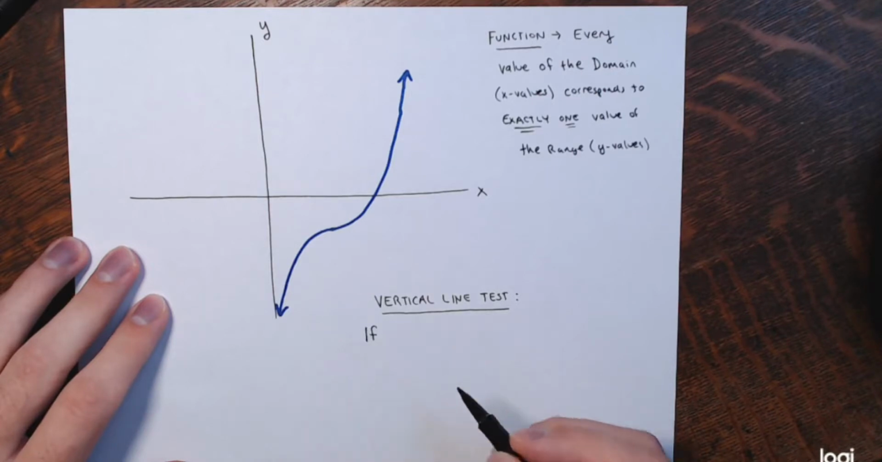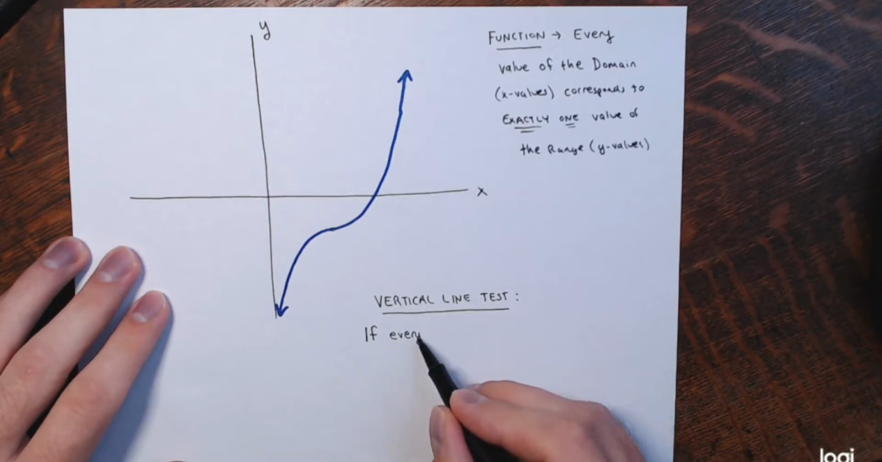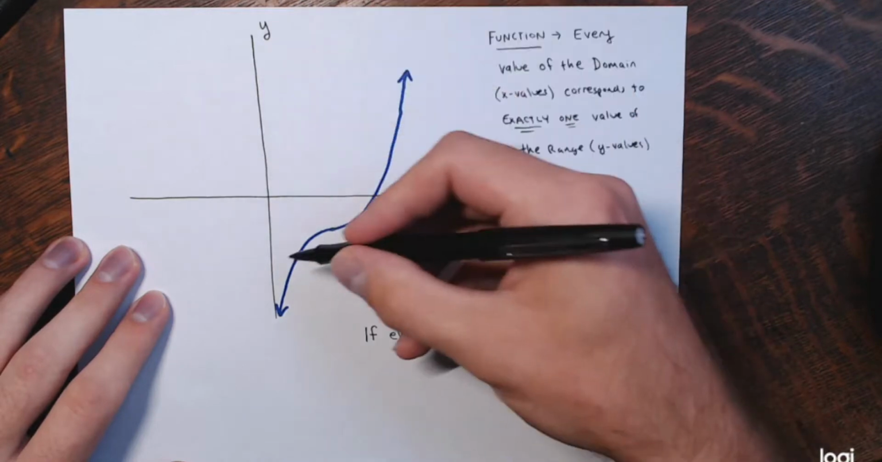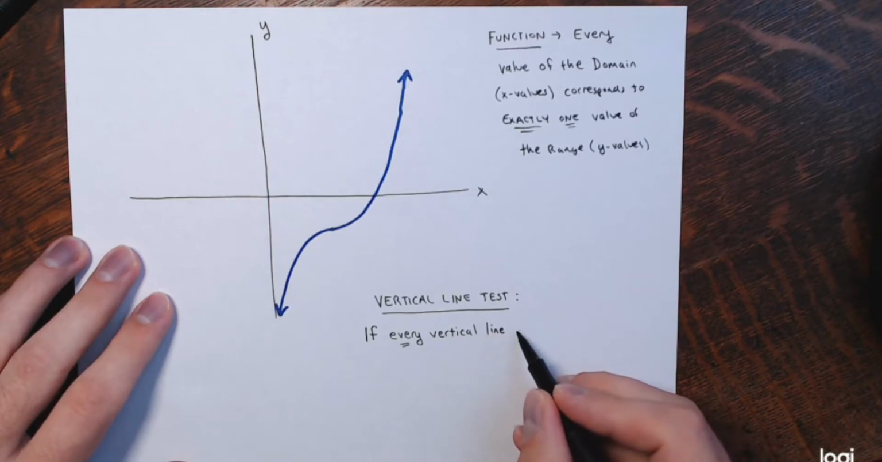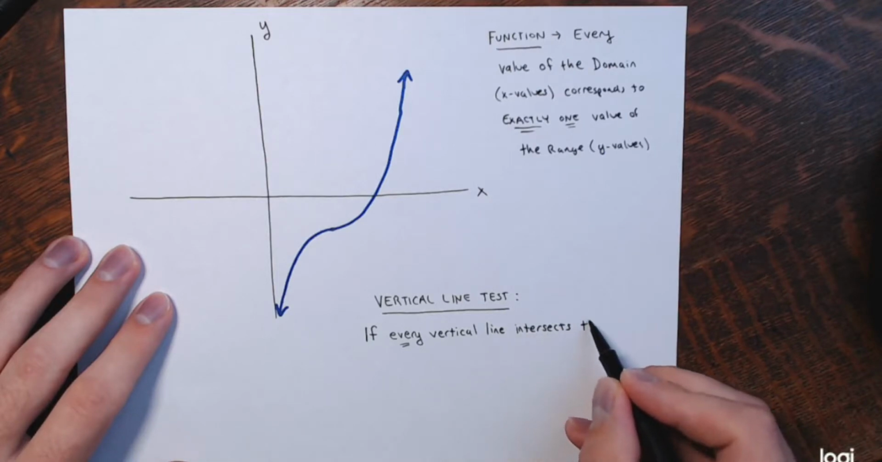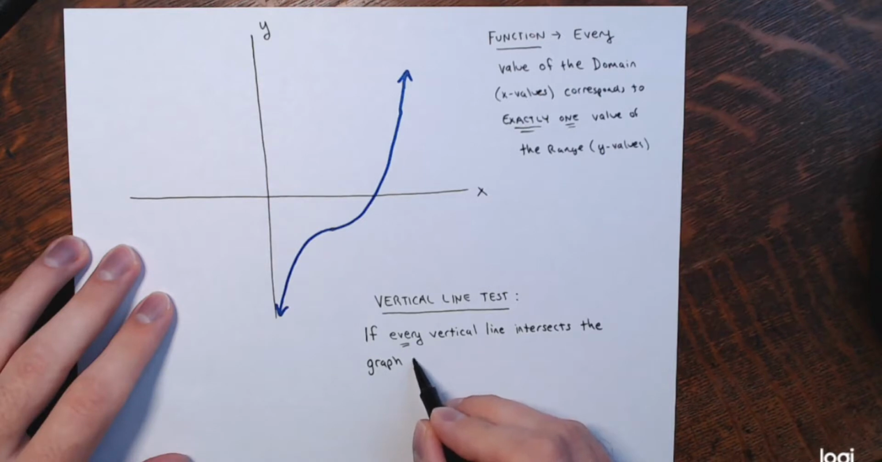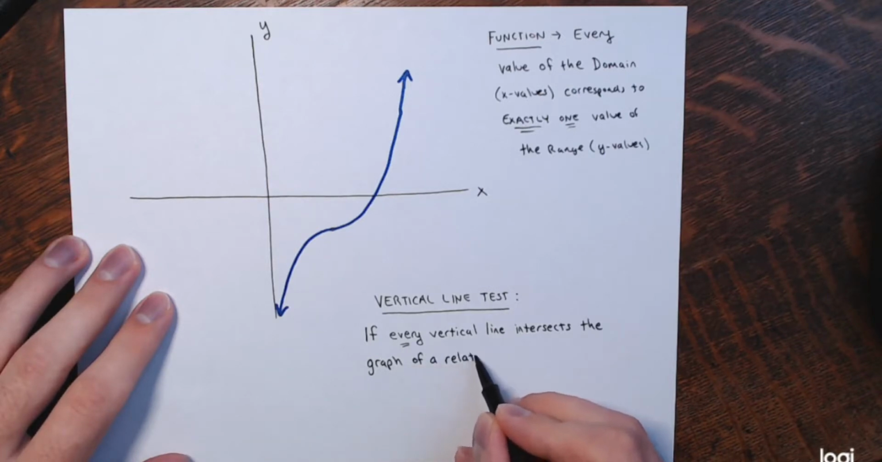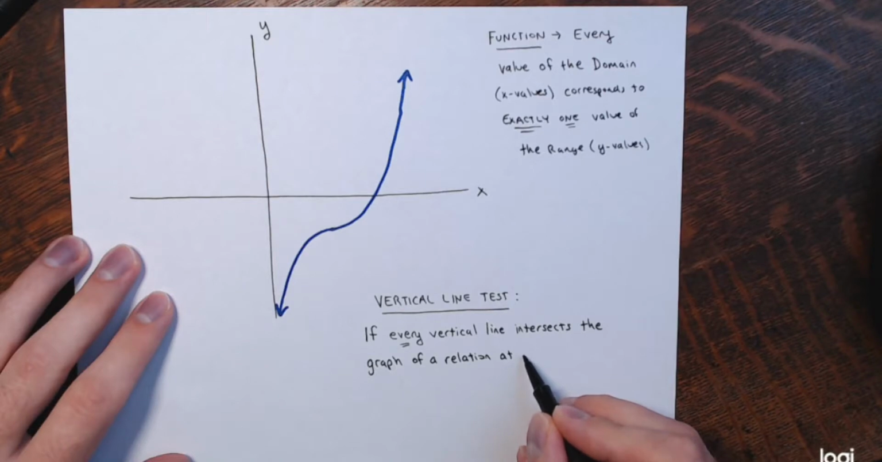If every vertical line, and vertical is straight up and down, like the y-axis is a vertical line, if every vertical line intersects our graph, intersects the graph or hits the graph, intersects the graph of a relation at most 1 point.